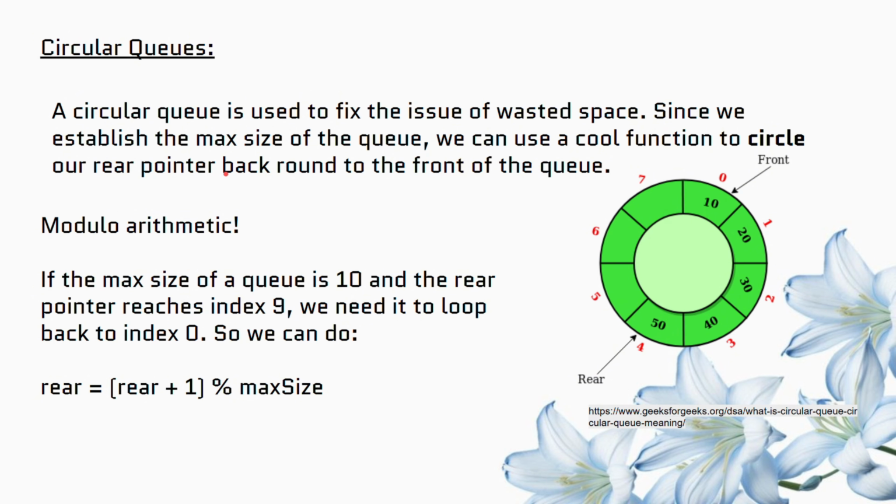Modular arithmetic, spoiled. So if the max size of the queue is 10 and the rear pointer reaches index 9, we need to loop back to index 0. So what can we do? If rear index is currently 9, this is how we can update it. 9 add 1 is 10, and 10 modulo 10, if max size is 10, is equivalent to 0, because 10 divided by 10 equals 1, remainder 0. The remainder component is 0, so that's why we get this result.